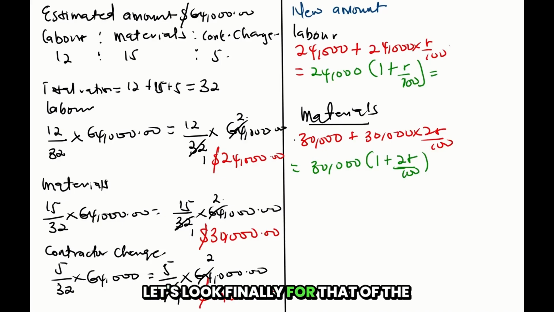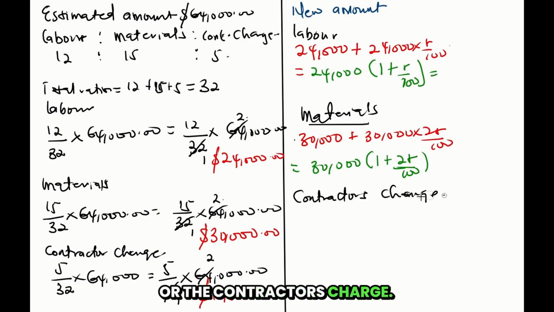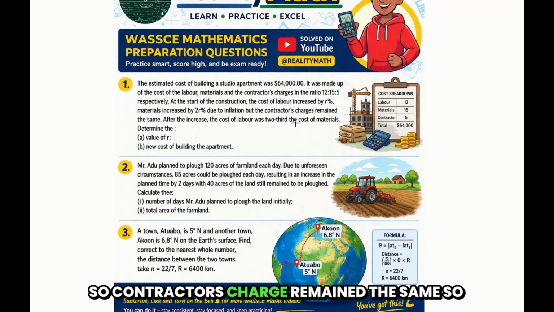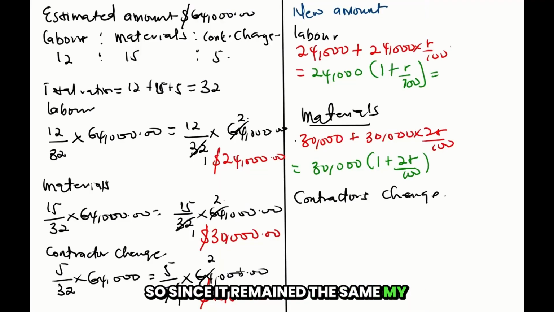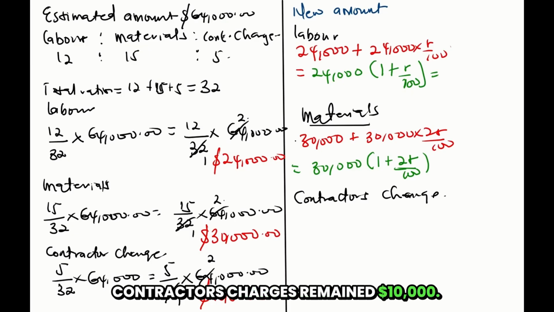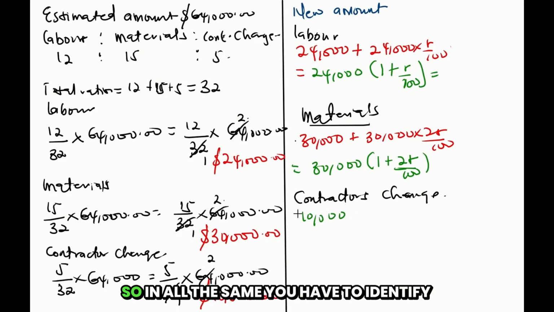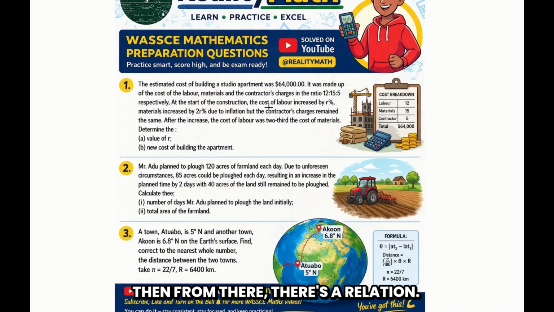Let's look finally at that of the contractors' charge. Now, from the question, the contractors' charge remained unchanged. So the contractors' charge remained the same. So nothing happened to it. Since it remained the same, my contractors' charge remains $10,000. In all of this, you have to identify that the unit is in dollars. Okay. Then from there, there's a relation.